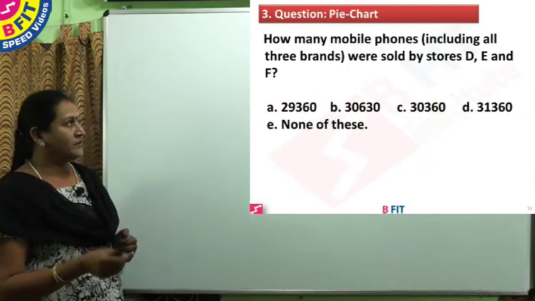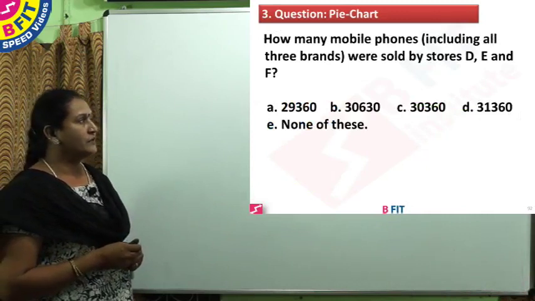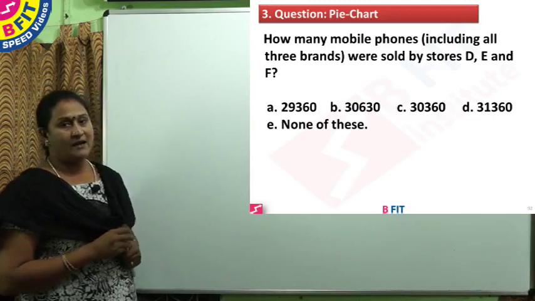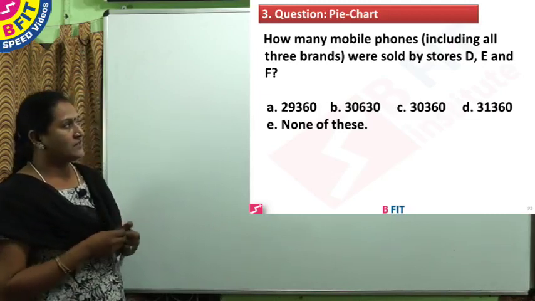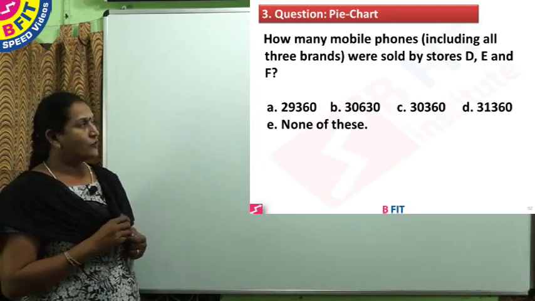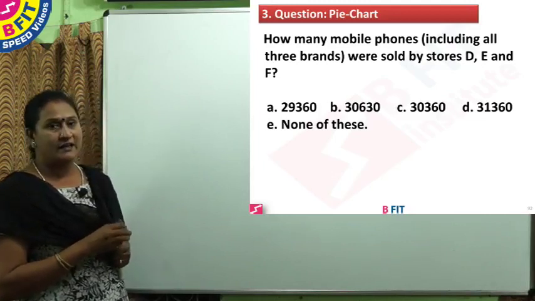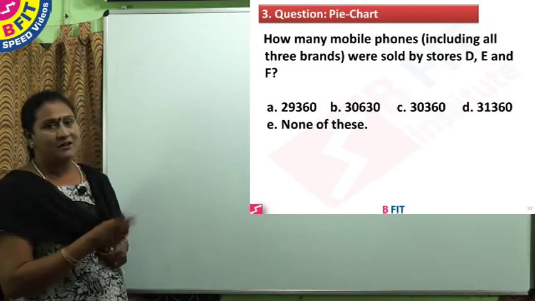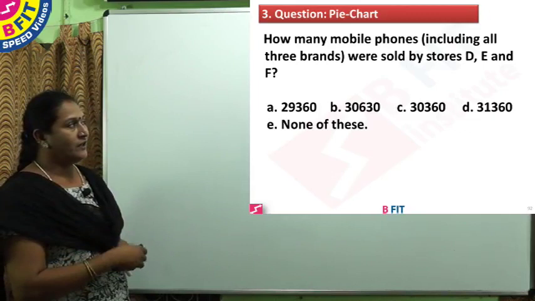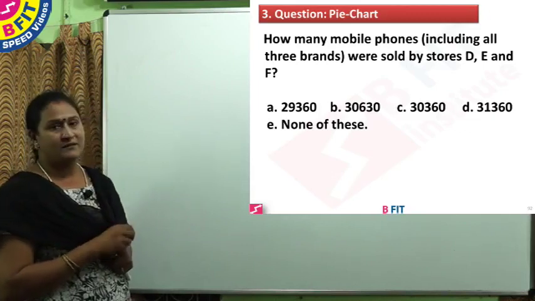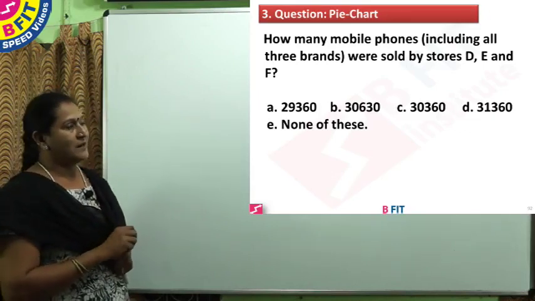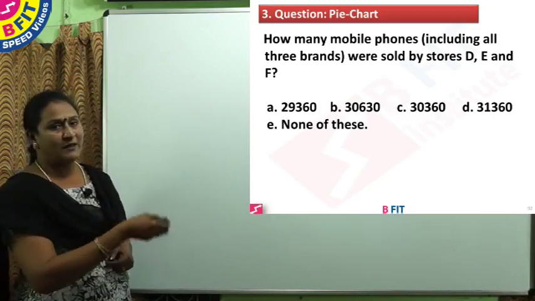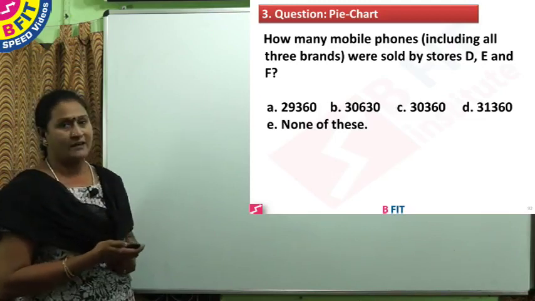So question number 3. How many mobile phones, including all the brands, were sold by stores D, E and F? In this question, we are asked to find the phones sold by the stores D, E and F. They are not mentioning a particular brand, so all the 3 brands are included. So we need the total number of phones sold by these 3 stores. As the brand is not mentioned, there is no need to go for the table data. So we'll see the working.